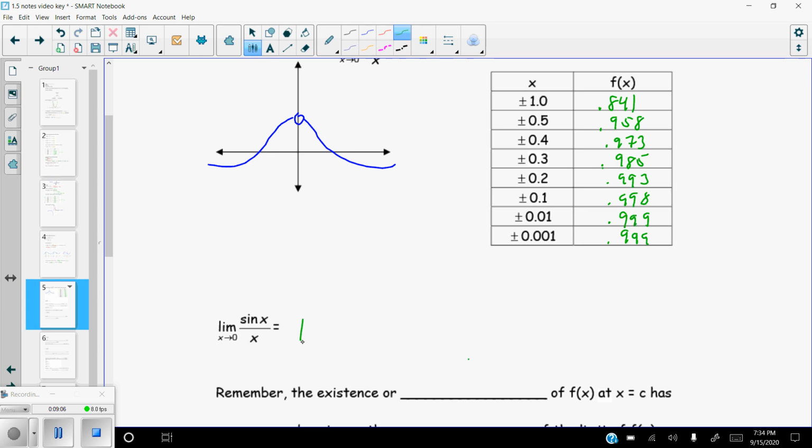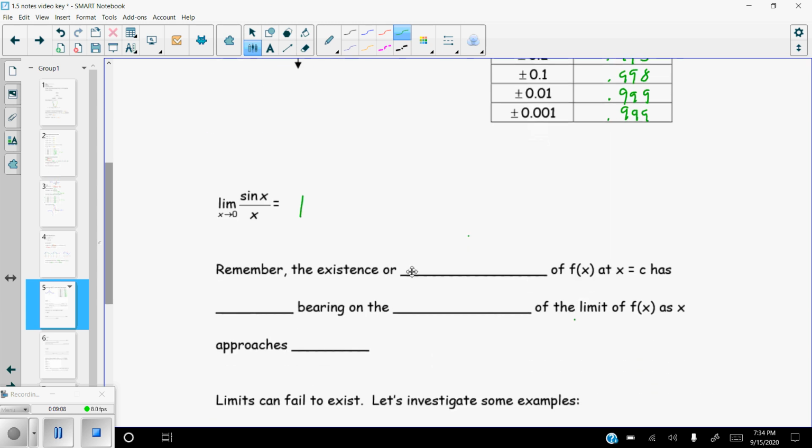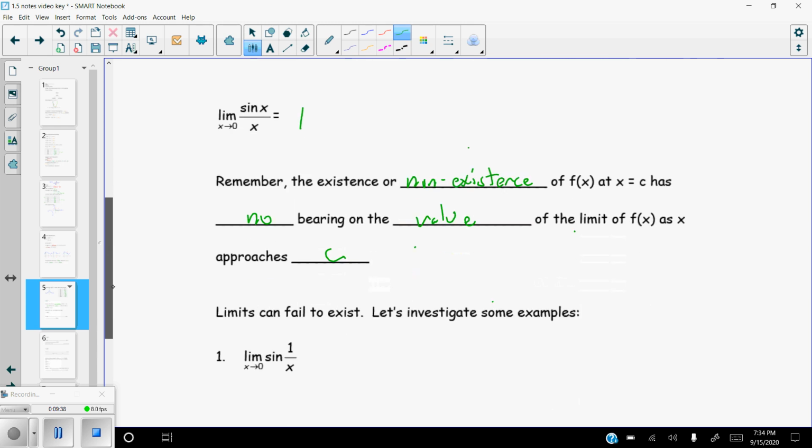So remember that the existence or the non-existence of f of x at x equals c has no bearing on the value of the limit of f of x as x approaches c. So it doesn't actually have to exist, as we clearly saw on that one at the top, there's a hole there. It doesn't actually have to exist in order for this to work. We do have a limit there, and it looks like that limit is 1, and it is 1.